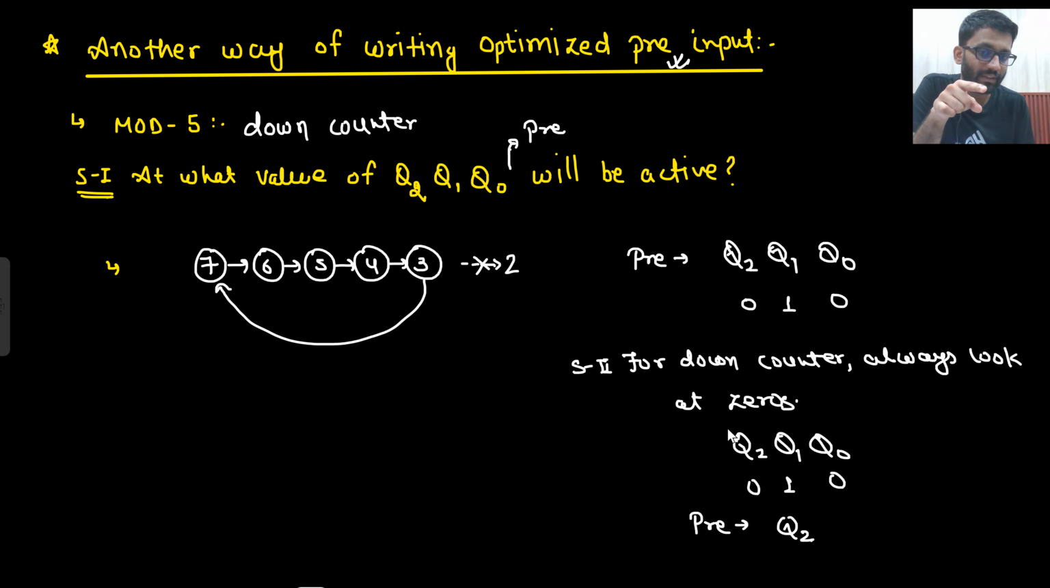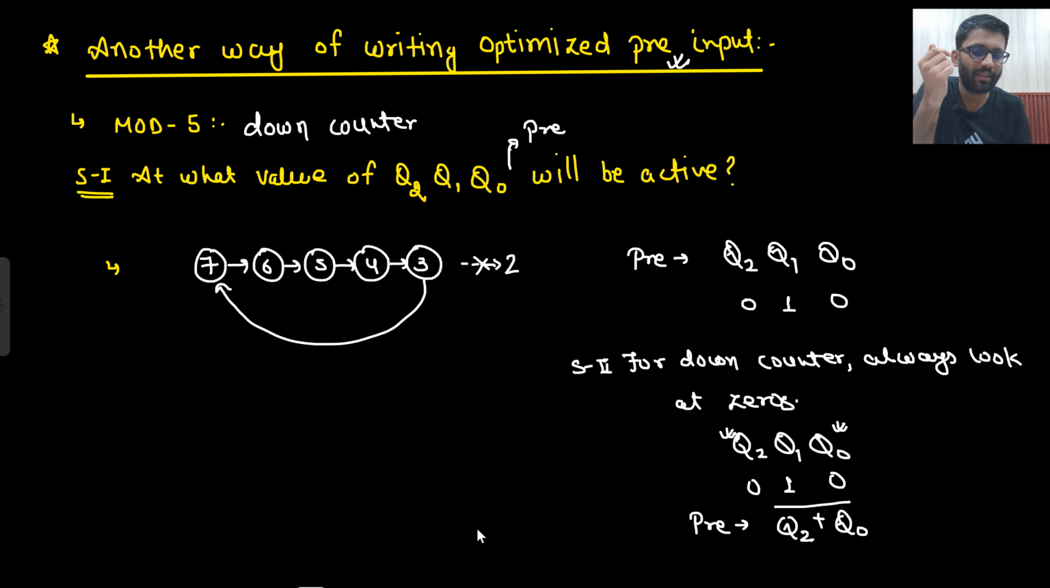So I will look at only zeros. In the POS term I will write Q2 plus Q naught. But I know one thing, Q2 plus Q naught, 0 plus 0 will give me 0. But I want my pre to be 1. So bar, there you go. This is your pre.